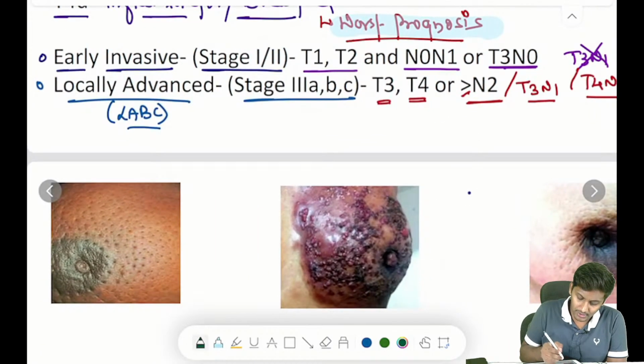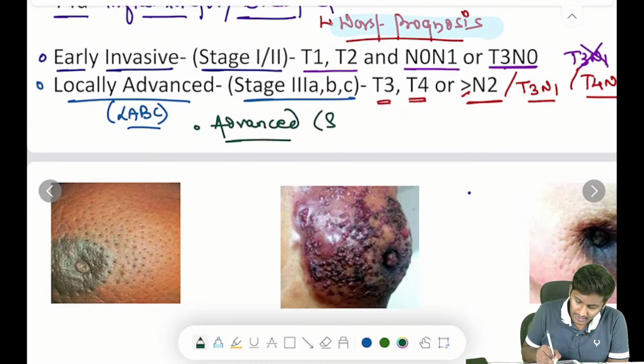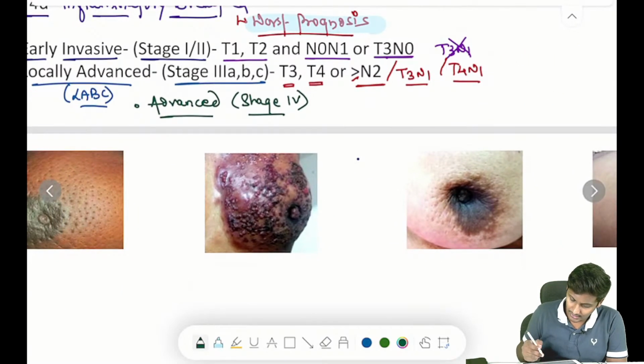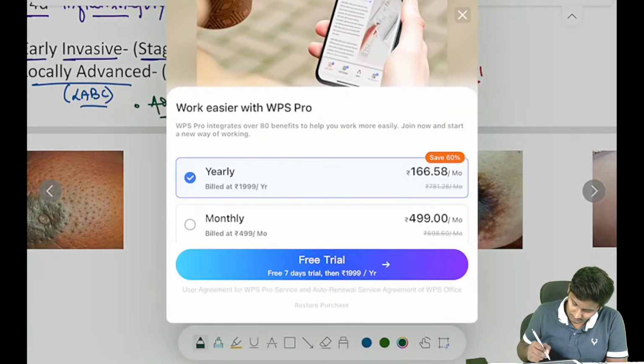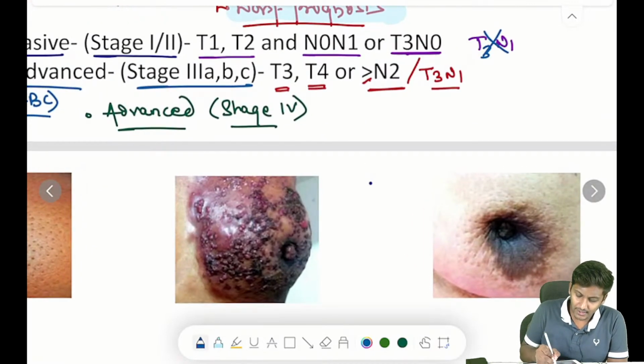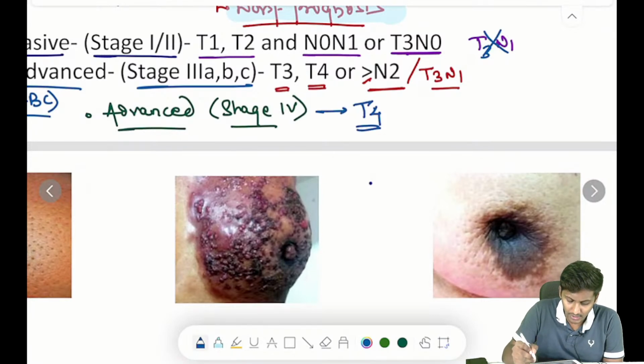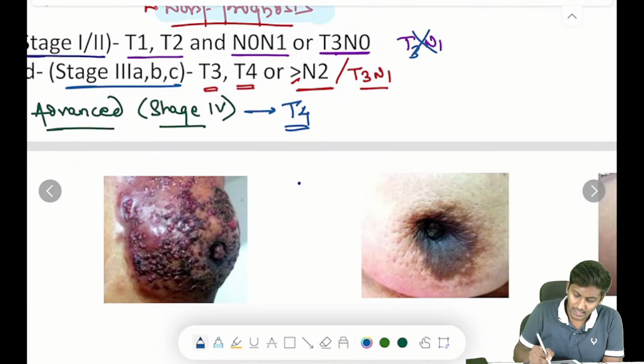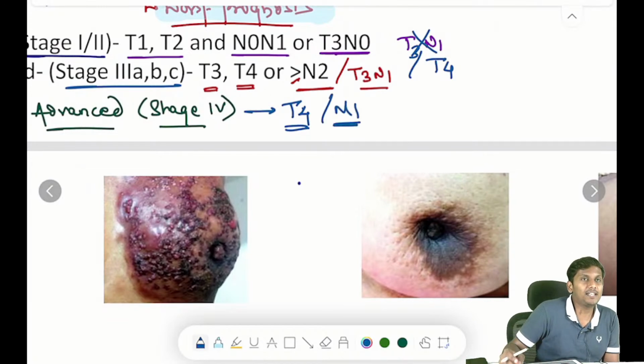And important is, if it is stage 4, then stage 4 is what is called advanced breast cancer. Stage 4 is actually known as advanced breast cancer. T4 mainly is usually covered under advanced breast cancer. Some T4 stagings come here, and most important here it will be M1.